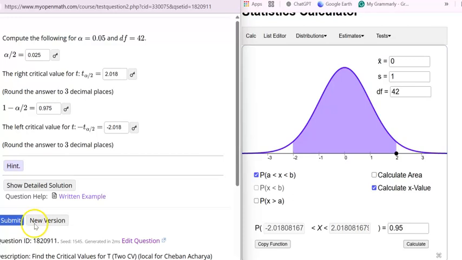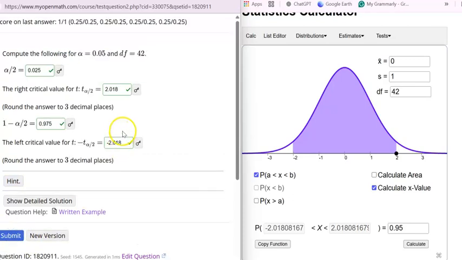So you can check the answer. That's how you find the critical value for t using an online calculator. Again, make sure that this is the area, okay? The critical value here is called t value, but here this is x. That's okay. As long as we have this information, this is automatically going to be t, okay? It doesn't look like t, but it is t, okay?